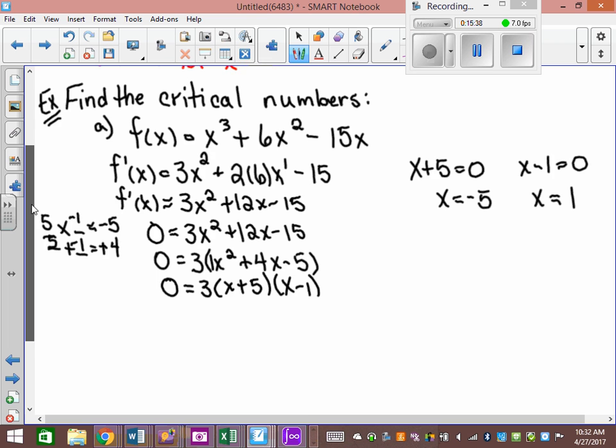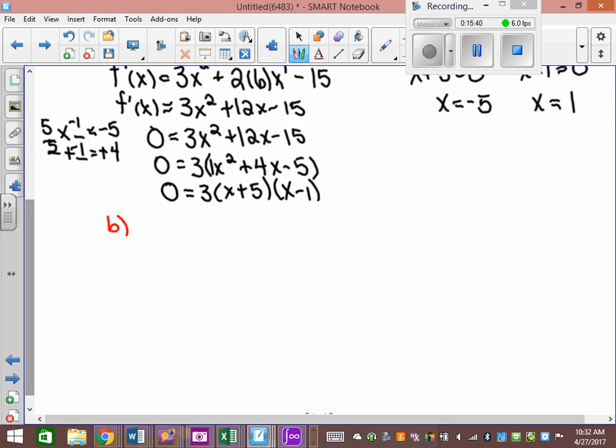I labeled that one A. Obviously, they're not all going to stay polynomials. If you were given polynomials the whole time, life would be super, super fantastic.